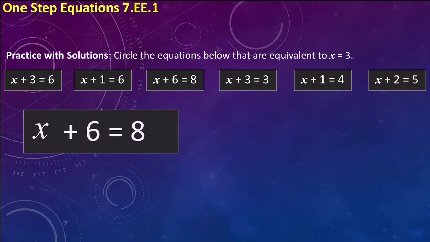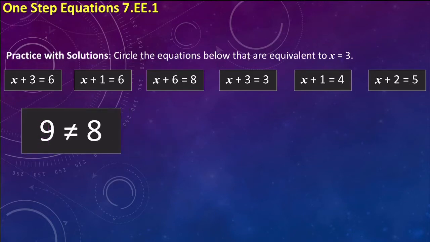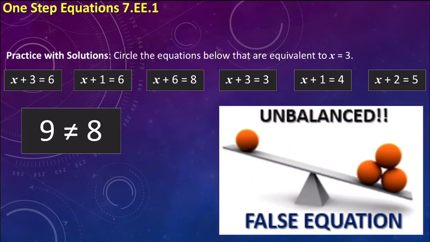Okay, now in the next one here, we're going to plug in 3 for x and see if this works. So when you plug in the 3 for x, you get 3 plus 6, and 3 plus 6 is 9, and 9 definitely doesn't equal 8. 9 equals 9, not 8. So that's another false equation. That's unbalanced. One side does not equal the other, so you couldn't truly call that an equation.